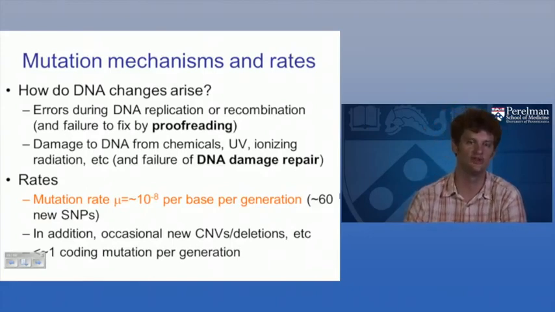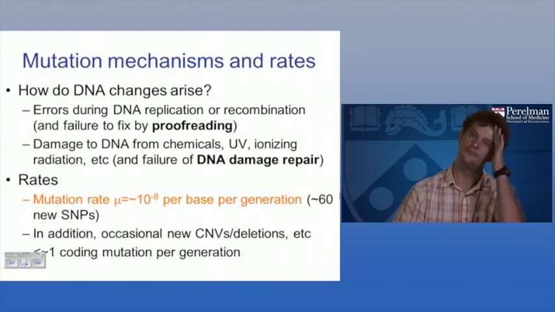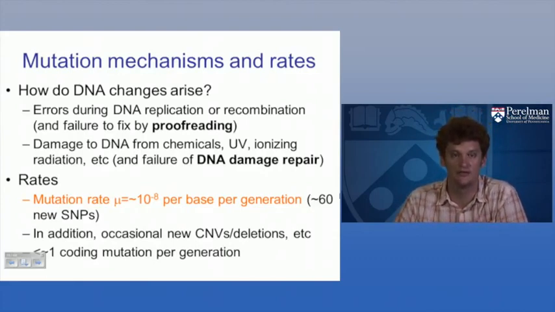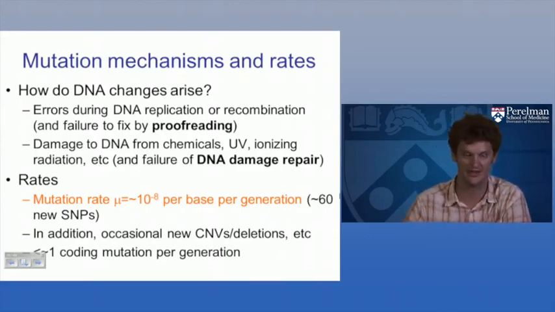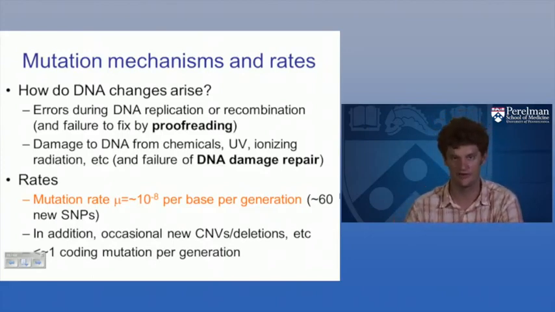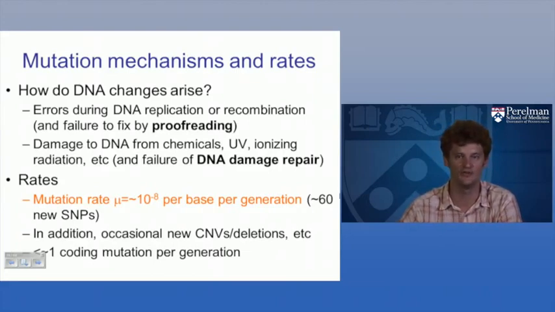The two main mechanisms are, first, errors: the DNA polymerase is going along, replicating the DNA, and makes a mistake, or maybe this can also happen in recombination. If you fail to fix that, and cells do have proofreading mechanisms to take out the wrong thing and put the right thing in, then you'll end up with a mutation. The second category is environmental, and this is why you want to avoid spending too much time in the sun. For example, UV light will damage the DNA, especially in your skin cells.